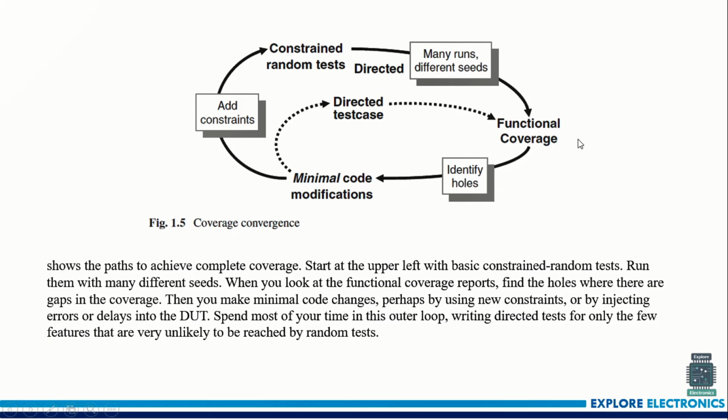Then it will cover much more functional area, so functional coverage will be achieved. Then we identify the holes or the bugs, and then minimal code modifications can be done. And again, we'll be adding the constraints, and this loop continues.